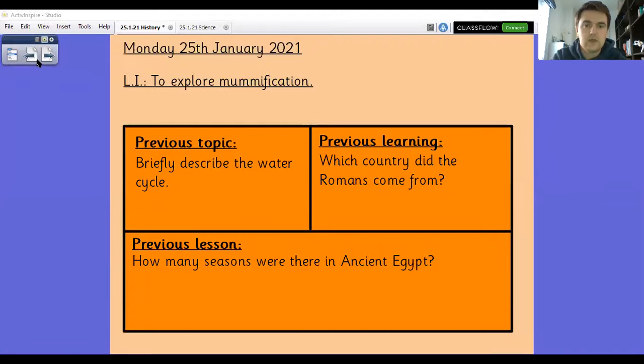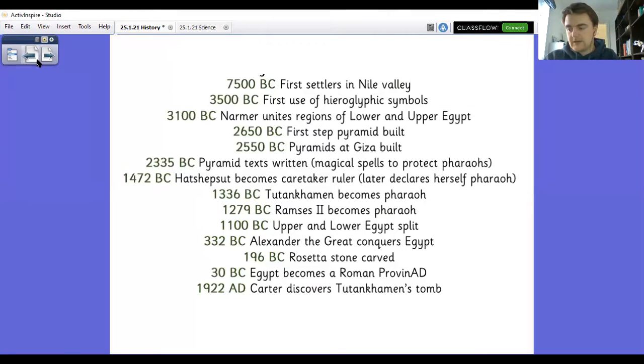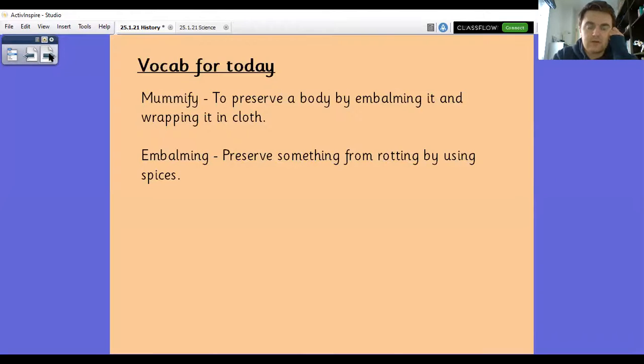So first of all, here is your timeline of key ancient Egyptian events. Pause there, have a browse through them, have a look at what those events were. If there's any words in there that you're not sure of, then please do feel free to ask about those. They might be names, they might be keywords. And here are your keywords for today and for Thursday as well.